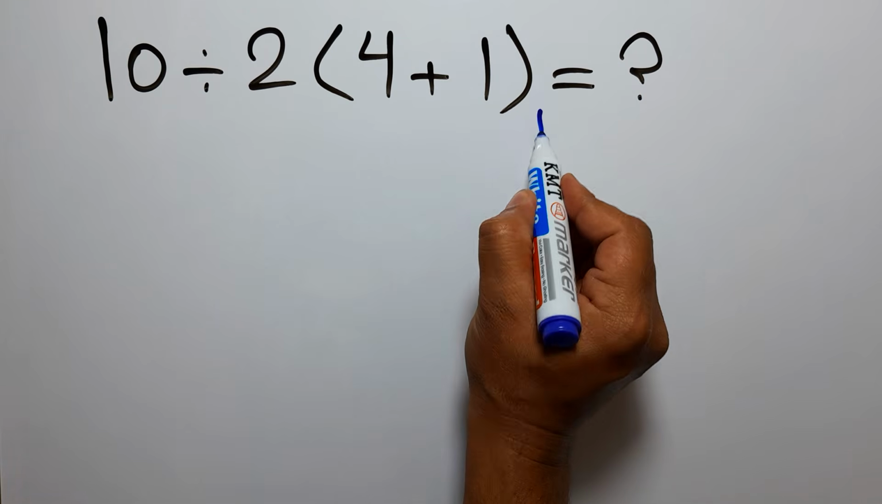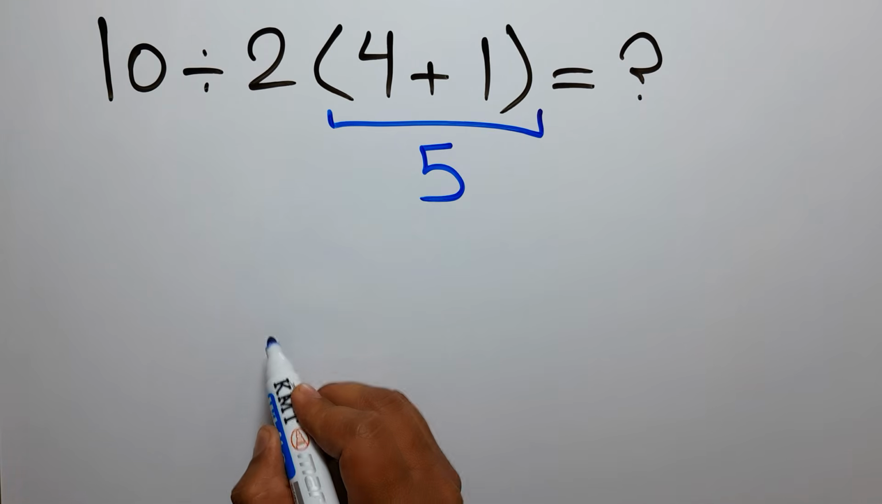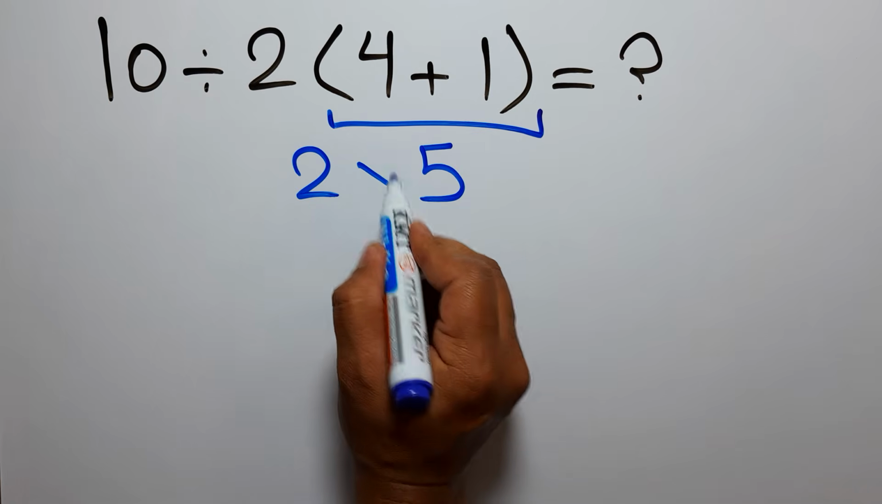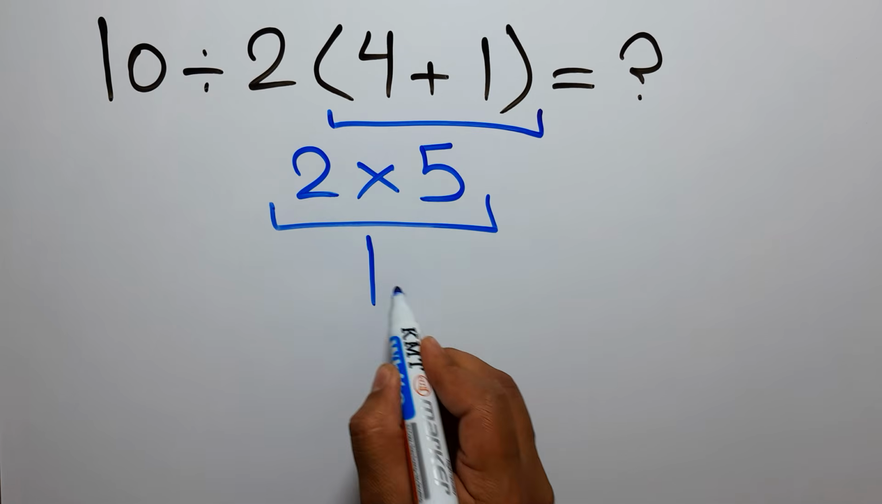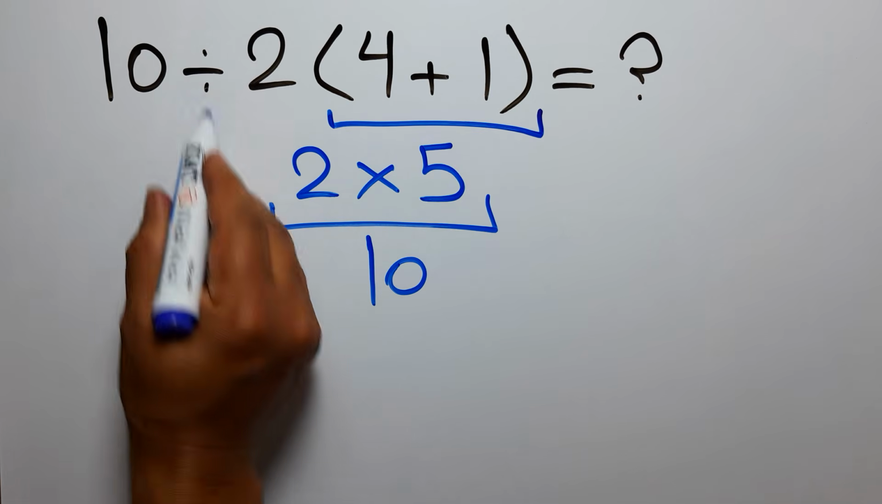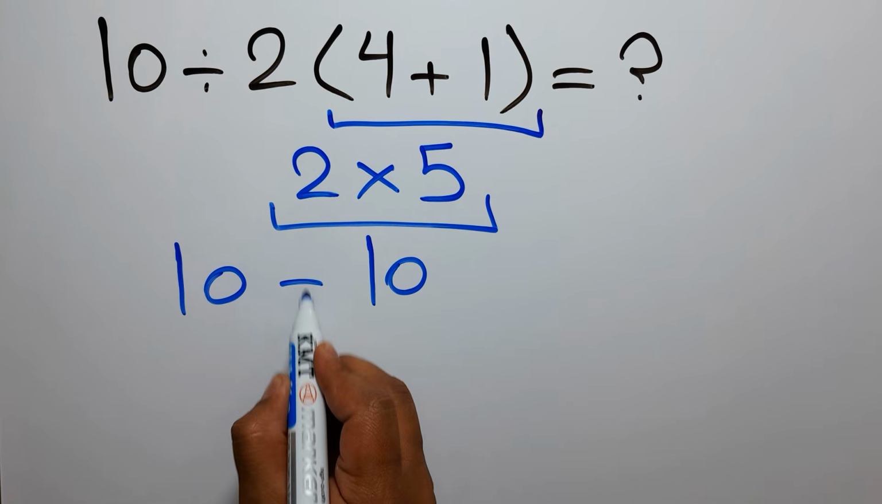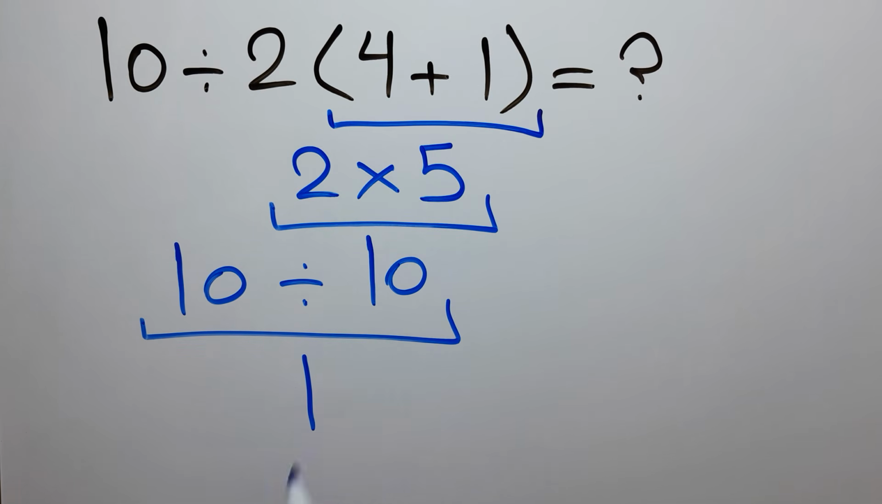4 plus 1 gives us 5. And 2 times 5 equals 10. So 10 divided by 10 is just 1. But this answer is not correct.